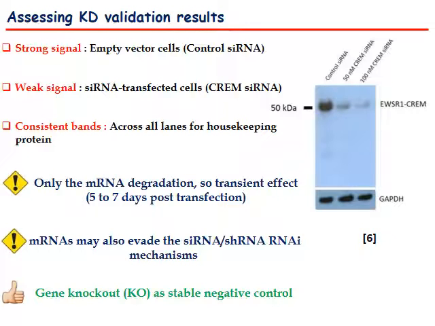When we see the knockdown validation results, we will see the weak signal in knockdown cases. It is because there is decreased expression of the target proteins. So even with use of the antibodies, there will be weak signal. Whereas in control siRNA or scramble siRNA case, there is no gene silencing, so there is a presence of strong signal.